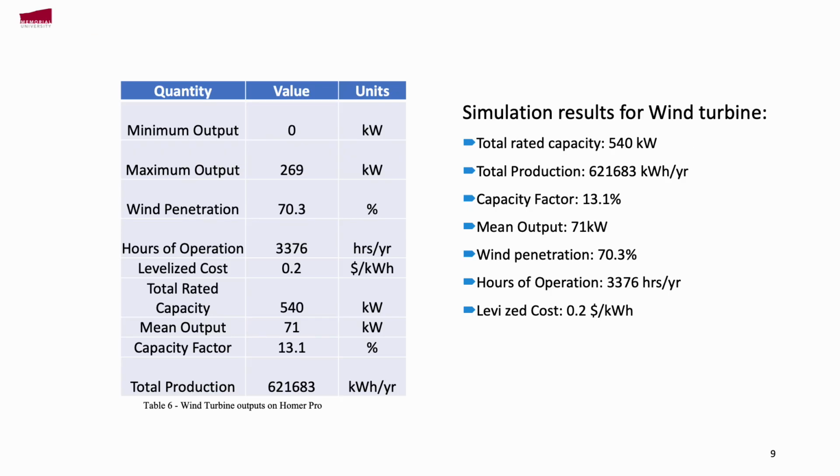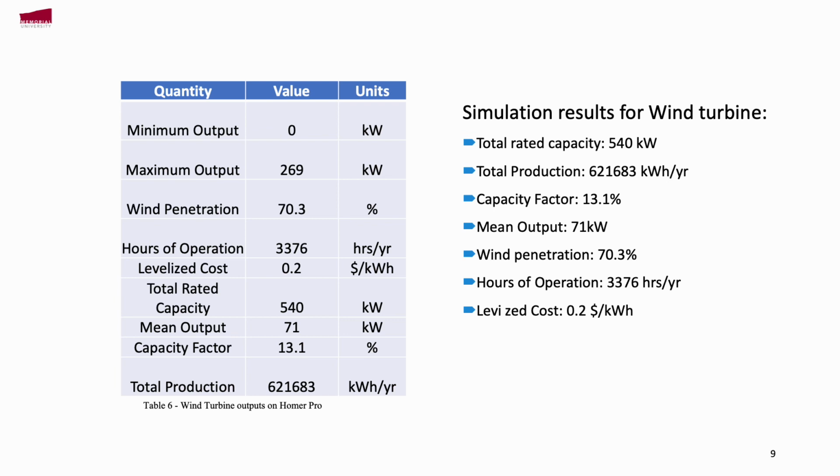So here are some simulation results for the wind turbine. The total rated capacity for our wind turbine is 540 kilowatts. The total production is 621,683 kilowatt hours per year. The capacity factor is 13.1%. The mean output is 71 kilowatts. The wind penetration is 70.3%.